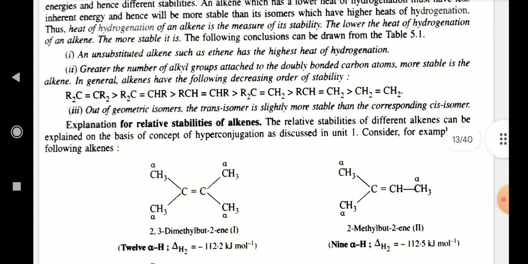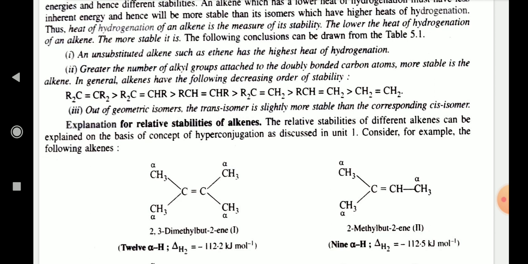First, the unsubstituted alkene such as ethene has the highest heat of hydrogenation. Second, greater the number of alkyl groups attached to doubly bonded carbon atoms, more stable is the alkene. In general, alkenes have the following decreasing order of stability. Out of geometric isomers, the trans isomer is slightly more stable than the corresponding cis isomer.